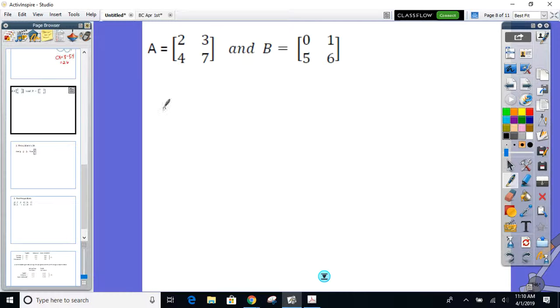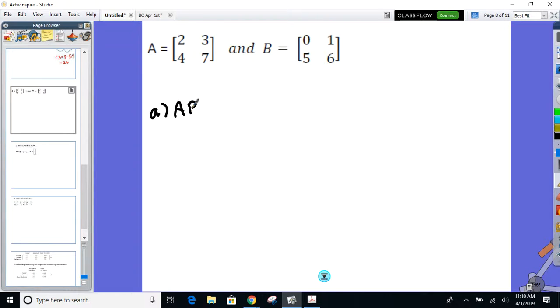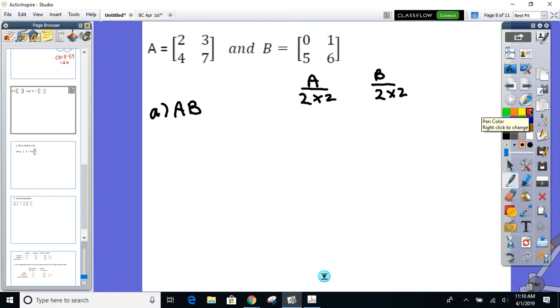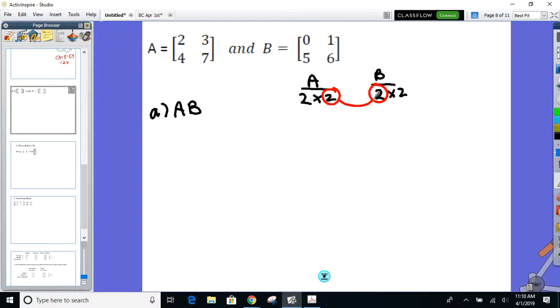Here's the rule. And I believe part A says do A times B, correct? So, what size is matrix A? Row by column, it's a 2 by 2. What size is matrix B? Also a 2 by 2. This isn't a great example, the next one is. So both matrices are 2 by 2. You can multiply them if these two inside numbers match. The number of columns in the first one matches the number of rows in the second one. If these two numbers match, you are allowed to multiply them. If they do not match, you cannot multiply them. All right?